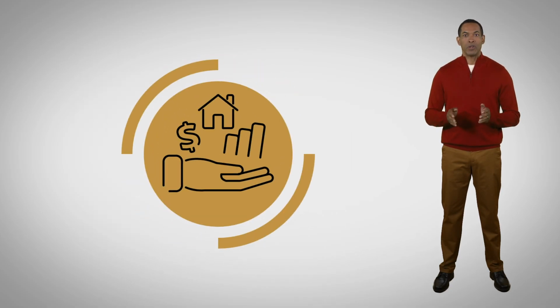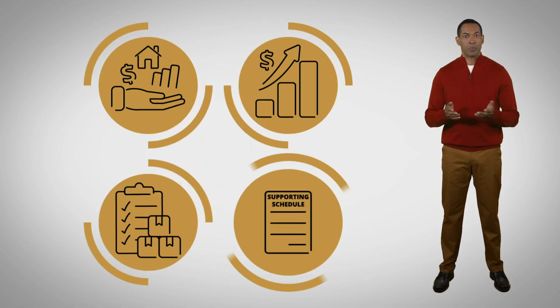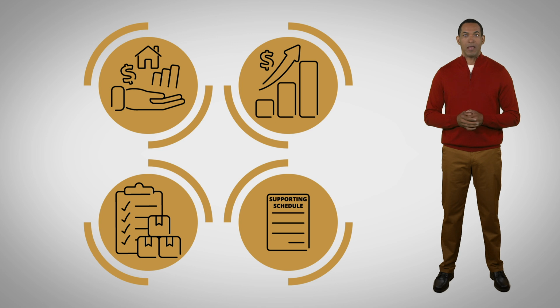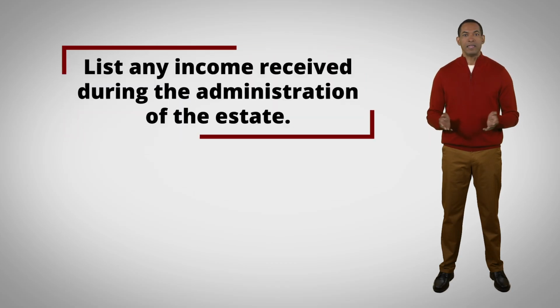You listed all the known assets of the estate and their values on your inventory and the supporting schedule filed with it. Your account should begin with the total value of the assets reported on your inventory. List any income received during the administration of the estate. You may see income received referred to as receipts.